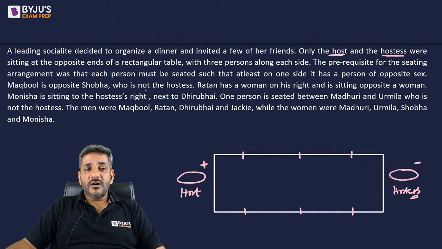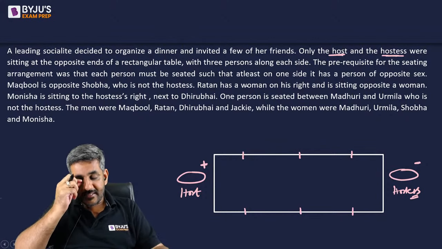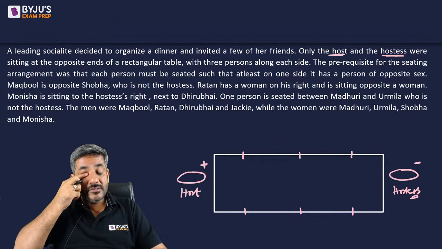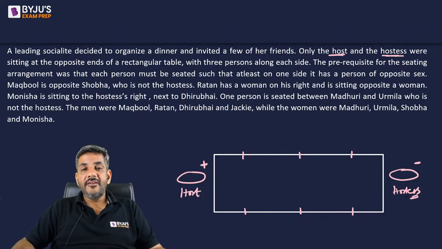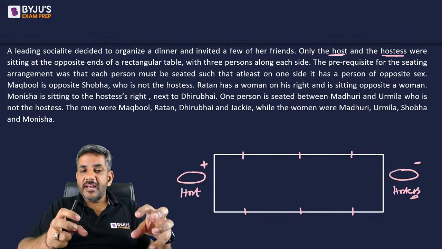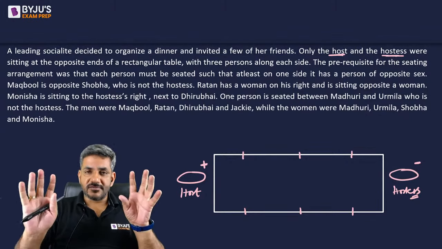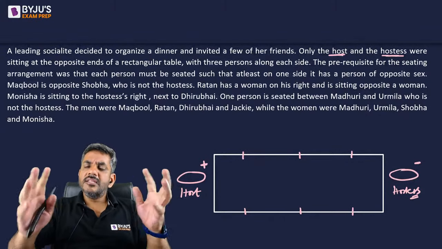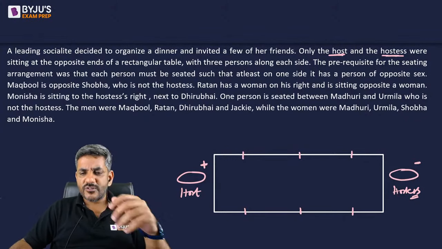Makbul is sitting opposite Shobha, who is not the hostess. Ratan has a woman on his right and is sitting opposite a woman, and there are many more things. Now the problem is I do not know where who is sitting. Where from do I start, right? So what is the hint for this question? Either find out about the host or find out about the hostess first. Find out either one of these, and things would become easy for you, right? So how can we find out about a host or a hostess?